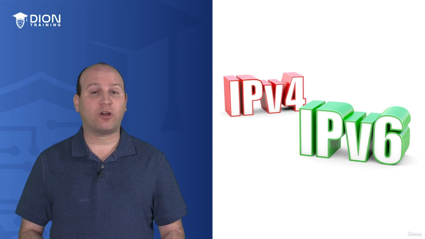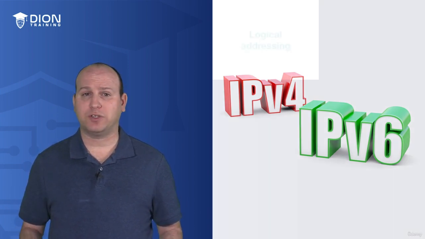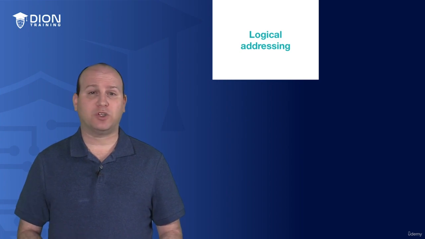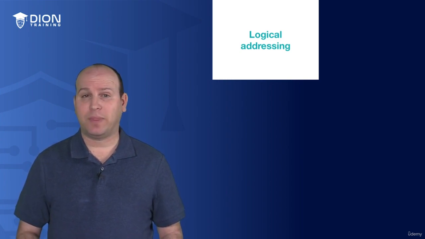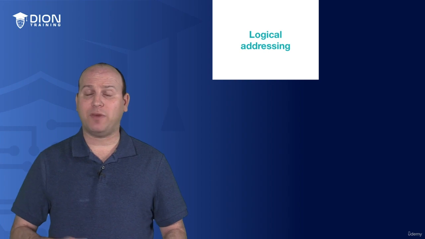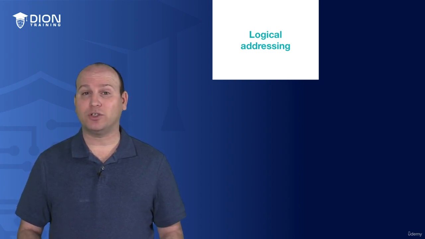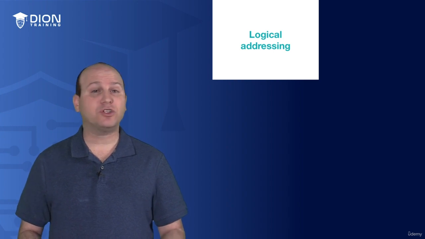Now, both of these are considered Layer 3 protocols, and we're going to talk more about them as we go through this course. Now, the other thing we're going to be concerned with here is logical addressing. I mentioned that IPv4 and IPv6 are two types of logical addresses, but they're not the only logical addressing schemes that are out there. They're just the most common and most popular these days.